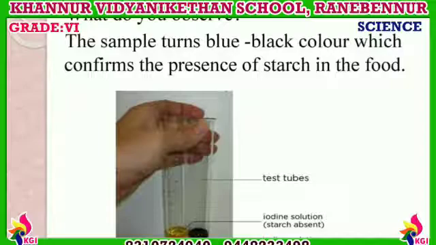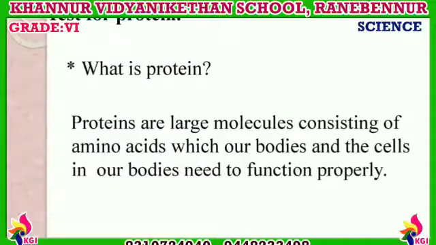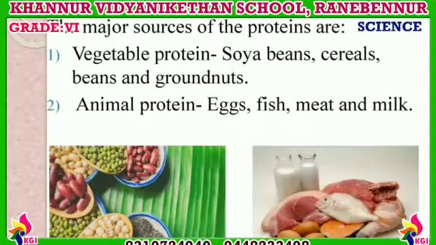Now we shall see test for protein. What is protein? Proteins are large molecules consisting of amino acids which our bodies and the cells in our bodies need to function properly. What are the major sources of protein? The major sources of protein are vegetable protein: soya bean, cereals, beans and groundnuts. Animal protein: eggs, fish, meat and milk.